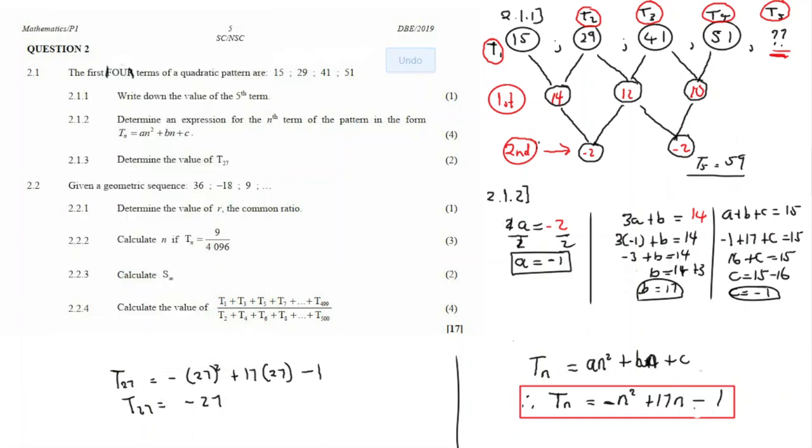It's 271, negative 271. So this is our answer. Now we answer the second part of the question, 2.2, given a geometric sequence 36, minus 18 and 9.